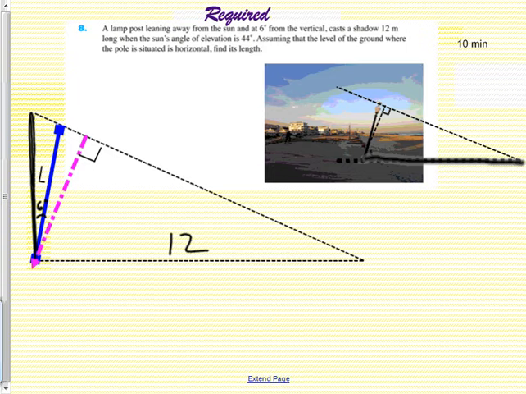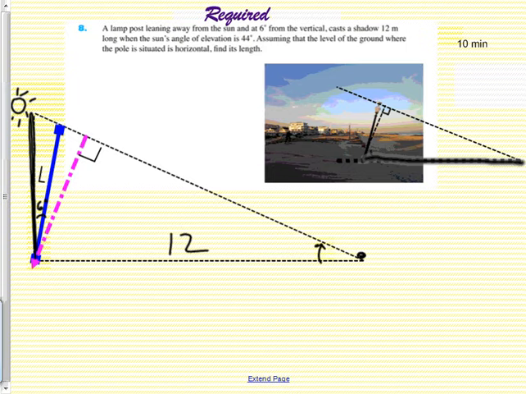And when the sun's angle of elevation is 44 degrees, sun's angle of elevation is 44. So the sun's up here. Angle of elevation is 44. That must imply we're looking from down here up to the sun. Do you get which of these is the angle of elevation then? Because you can't look from the sun and have an angle of elevation down. There's no such thing. So we have to be on the ground having an elevation up. So that has to be that angle right there.